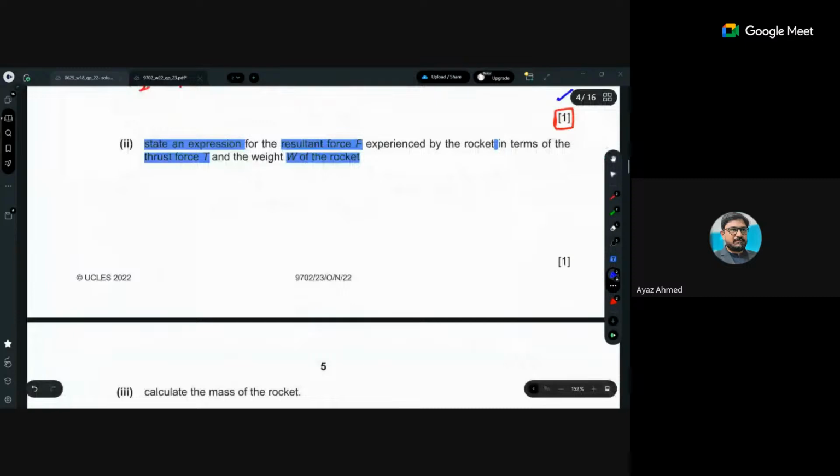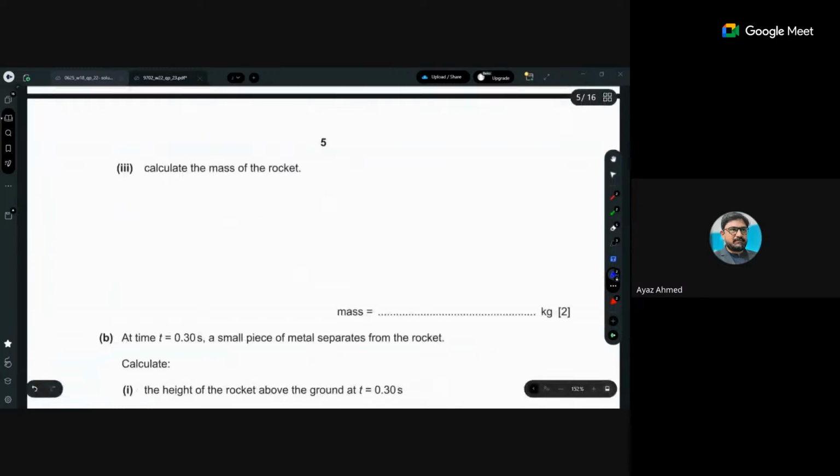So we have to just state an expression that F resultant is equal to tension minus weight of the rocket. ठीक है. उसके बाद वो कह रहा है कि calculate the mass of the rocket. सो calculate the mass of the rocket के लिए हमें ये पता है कि अगर हमारे पास calculations करनी है इसकी मास की, तो you can simply state the same expression. F is equal to thrust force minus weight of the rocket.